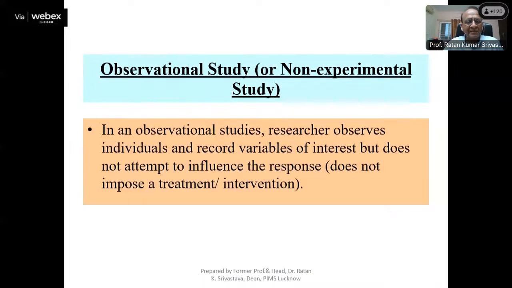Observational study, non-experimental study. In an observational study, researchers observe individuals and record variables of interest, the data needed, and do not attempt to influence the response. You do not do any intervention. Your effort doesn't influence the outcome. So you do not start treatment, you do not do any vaccination, anything. It means no action is required from the researcher's end. It is non-experimental. We call it observational. We simply observe the phenomena which is happening, but we follow a standard method.